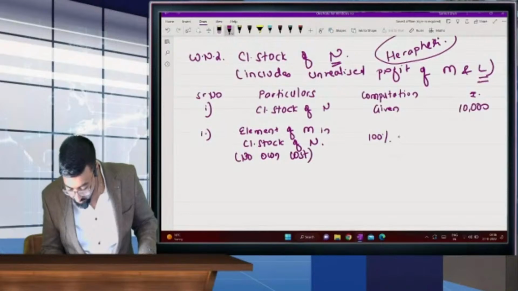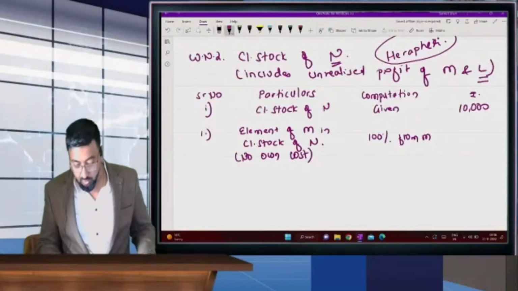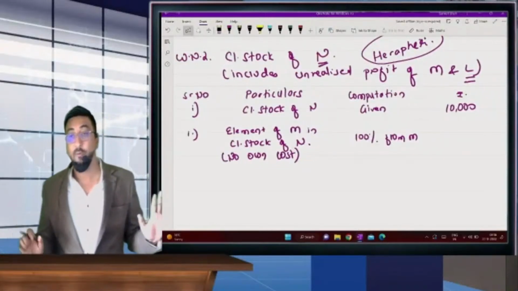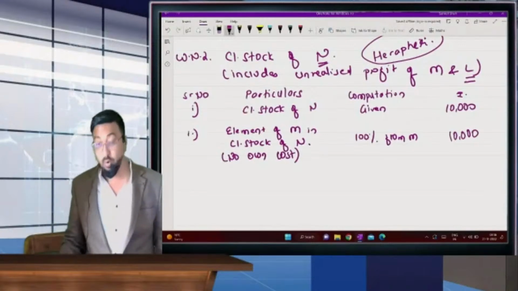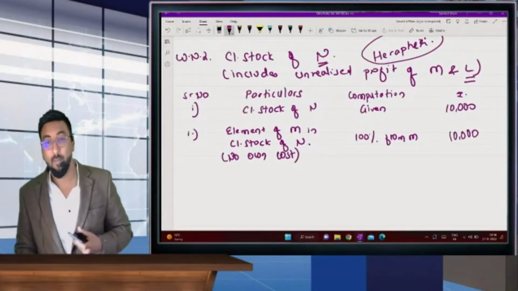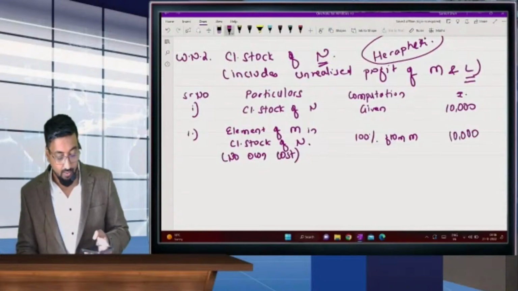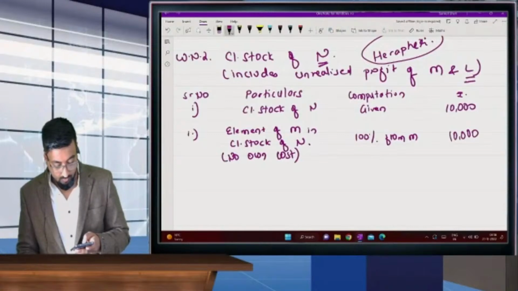100% of M. 100% from M. No own cost. FIFO method. So 10,000 fully purchased from M. Okay. Fully purchased from M. No element. Okay.